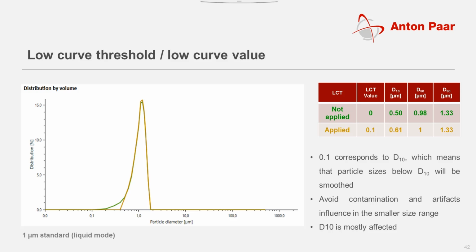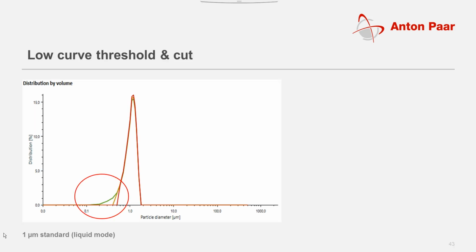You can read in the table how the D10 is mostly affected and increased. The reason for this is that there is no more the effect of contamination and artifacts in the smaller size range. The particle size distribution becomes narrow and slightly shifts towards larger size ranges. In the slide are displayed the results for the 1 micrometer standard when the low curve cut is not applied and when it's applied.